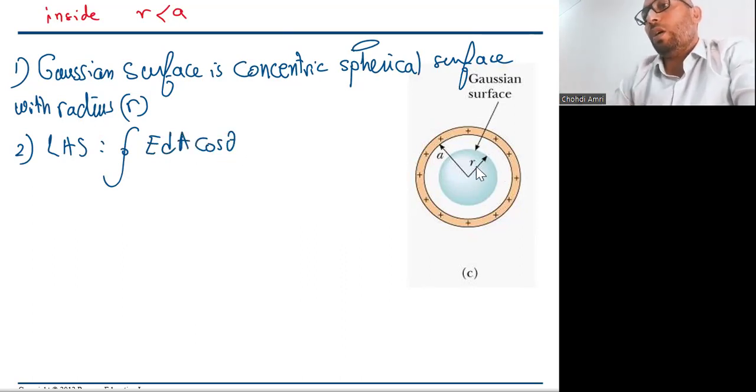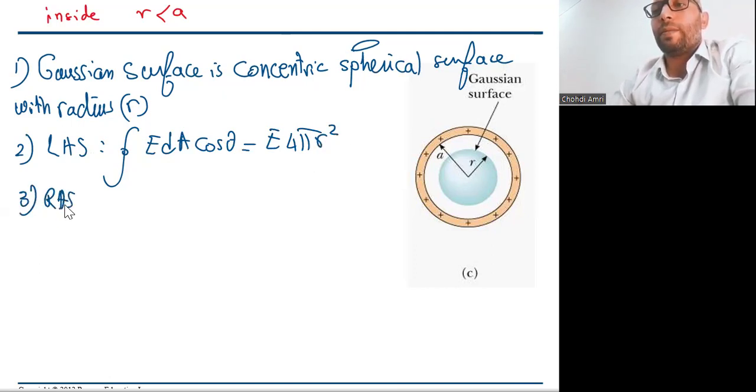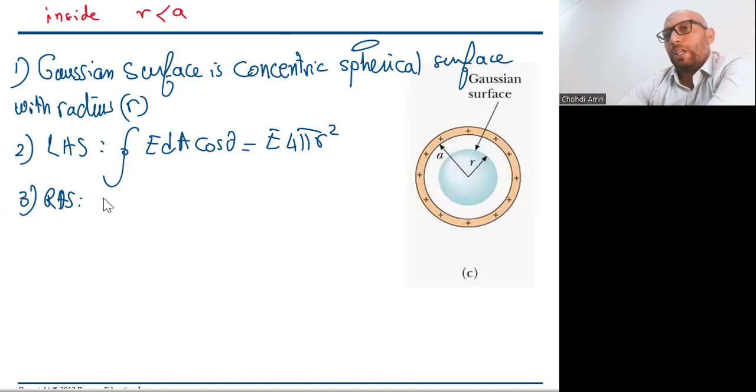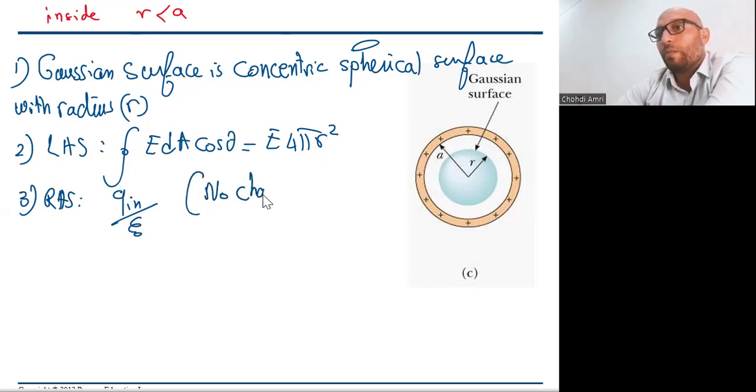If we take, for example, so we have the same thing, so we will write E 4 pi r squared. Okay, third step, right-hand side. What will be the right-hand side? The right-hand side gives Q inside divided by epsilon naught. But we are inside the charged sphere, and this sphere is charged on the surface. That means no charge inside the surface charged sphere.